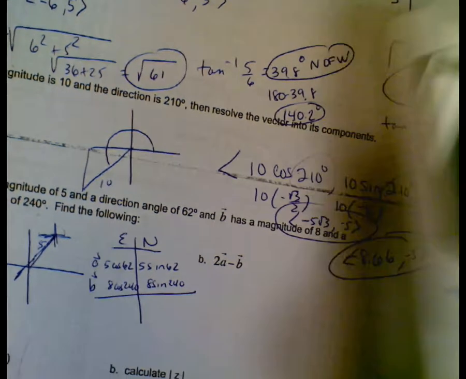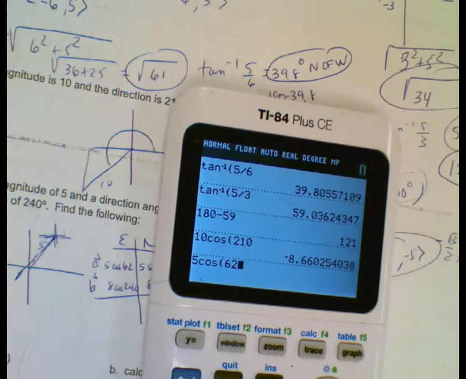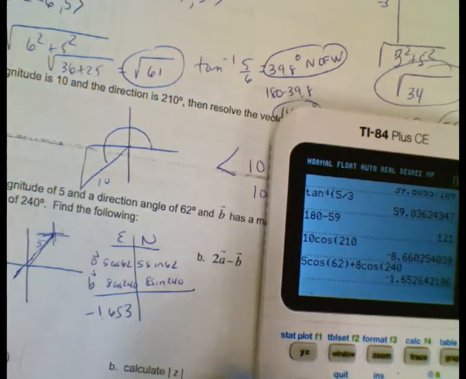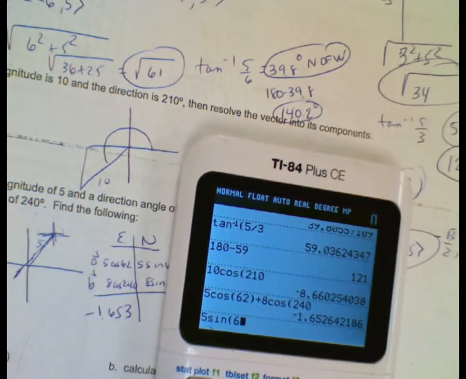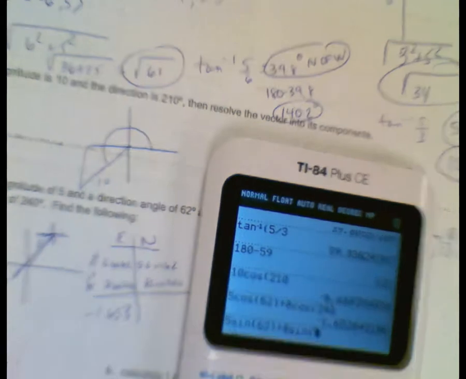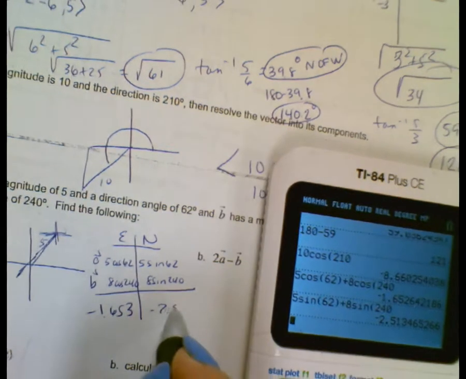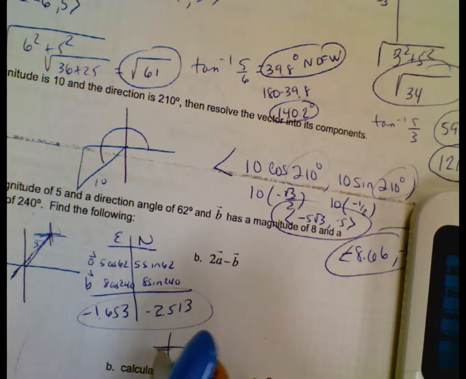And they ask us to add these. So we have 5 cosine 62 plus 8 cosine 240. That's a negative 1.653. Then we have 5 sine of 62 plus 8 sine of 240. Negative 2.513. So if you did a redraw, I sometimes do a redraw with these, it's going to be in the third quadrant, because it's negative, negative.